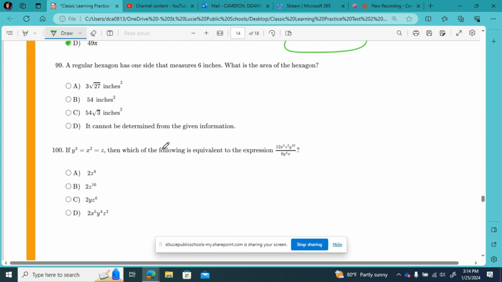And just one more question real quick. Number 99 says a regular hexagon has one side that measures 6 inches. What is the area of the hexagon? And let's see, that would look like this: 2, 3, 4, 5, 6 sides. A regular hexagon is going to be made up of 6 equilateral triangles put together like this. And I know my formula for area of a triangle. So if one side is 6, then all the sides are 6.